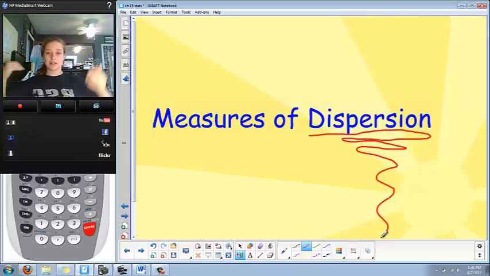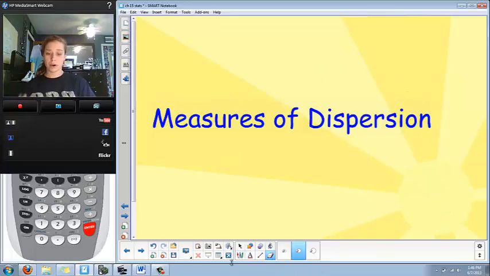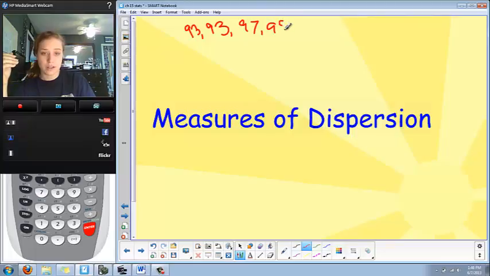So if we're talking about statistics and we're looking at measures of dispersion, all we're looking at is how spread apart are my data points? How far apart is all the information that I'm given? Because maybe we're studying something and all the data points are really close together. Maybe we have a 93 and another 93, and we have a 97, and a 95, and a 94. And all those numbers are really, really close together.